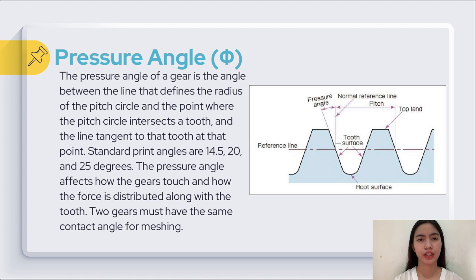The pressure angle of a gear is the angle between the line that defines the radius of a pitch circle and the point where the pitch circle intersects a tooth and the line tangent to that tooth at that point.